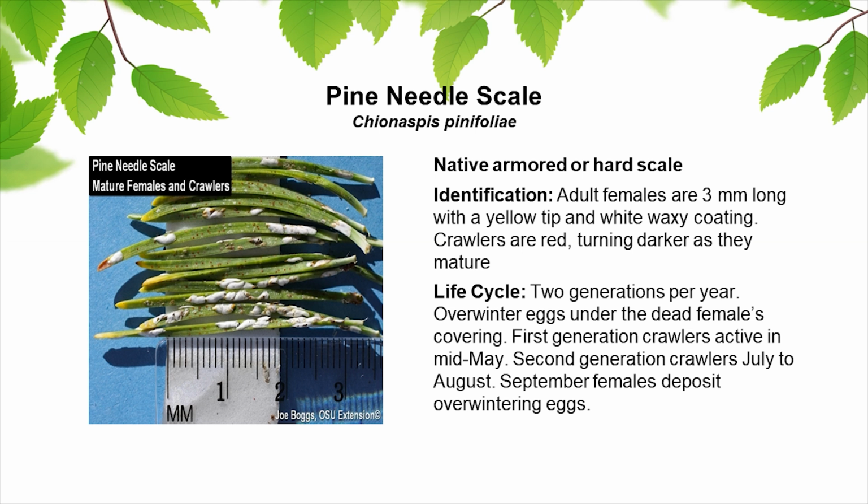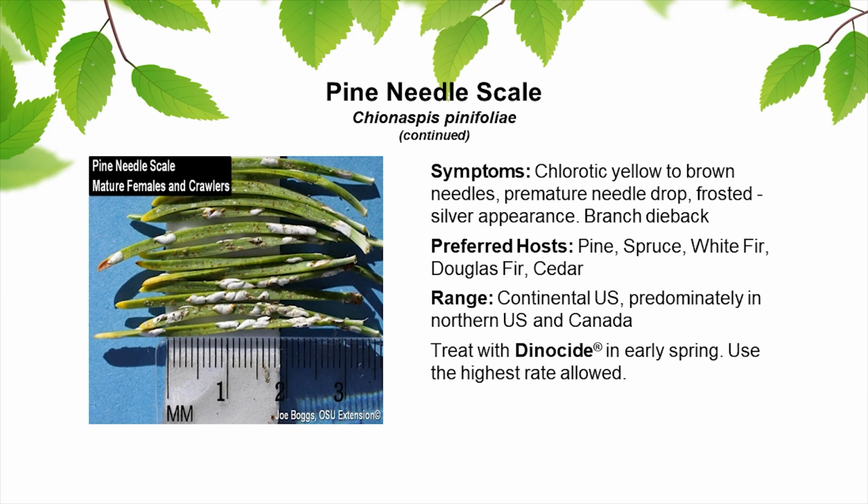The first generation crawlers are active in mid-May. The second generation crawlers are active in July through August. During September, females deposit approximately 40 of the second generation overwintering eggs. Pine Needle Scale can cause chlorotic yellow to brown needles, a frosted silver appearance, premature needle drop, and branch dieback.